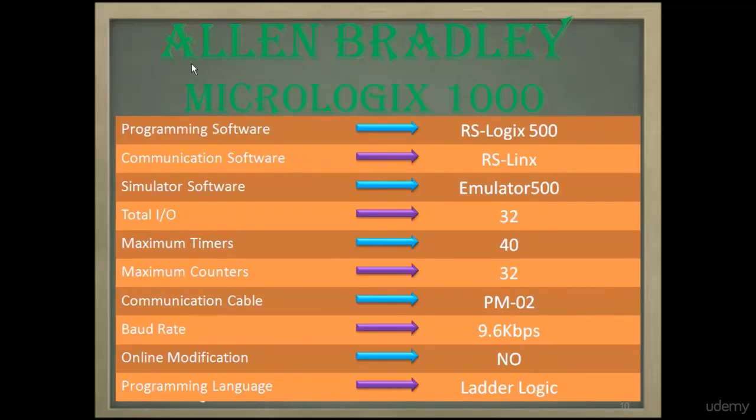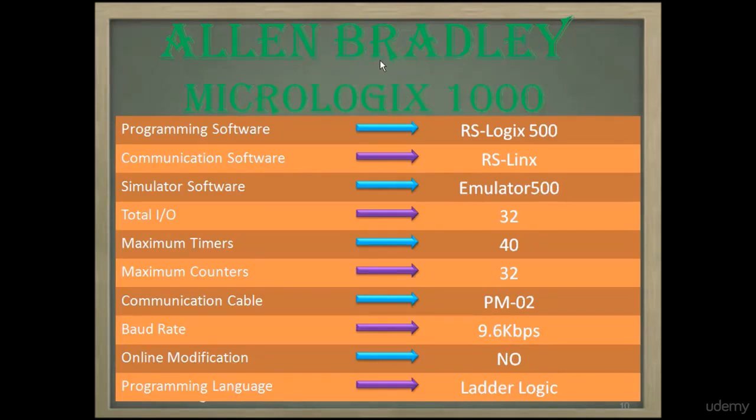General features of Allen-Bradley PLC. Model name: MicroLogix 1000. It is a programmable logic controller used in various industries like chemical, pharmaceuticals, and oil and gas industries as an industrial computer.